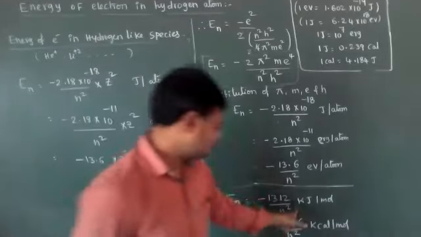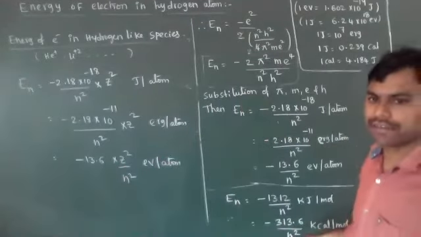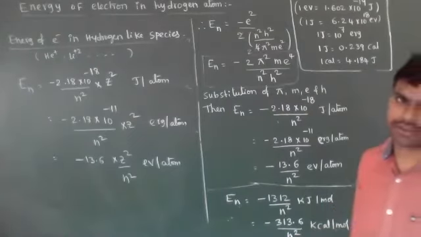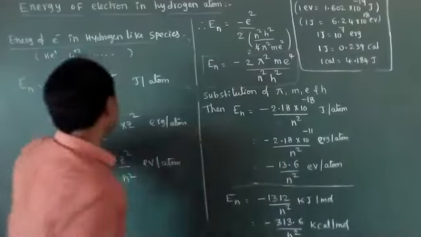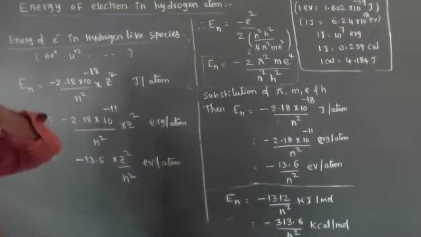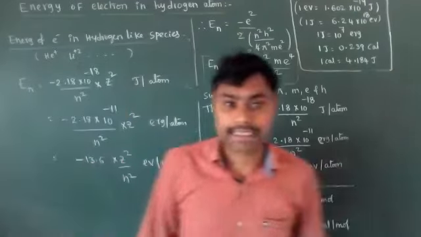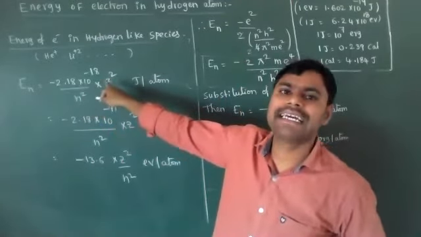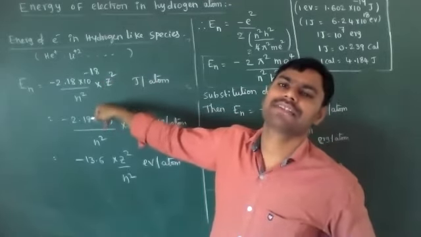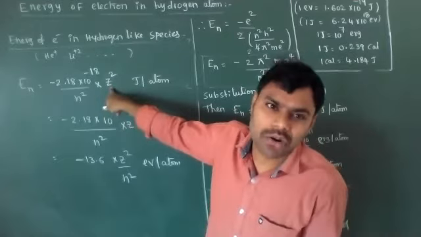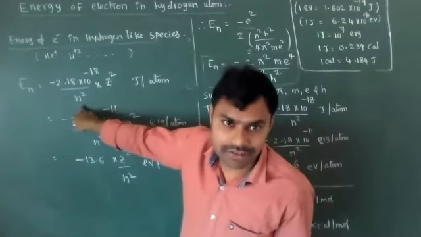So here also we need to write into Z square. Then we get the values in kilojoule per mole and kilocalories per mole. So for hydrogen-like species, the energy of an electron present in the nth orbit is equal to minus 2.18 into 10 to the power of minus 18 into Z square by n square. For hydrogen atom, Z is equal to 1, and 1 square is 1 only, so only n square will come in the denominator.